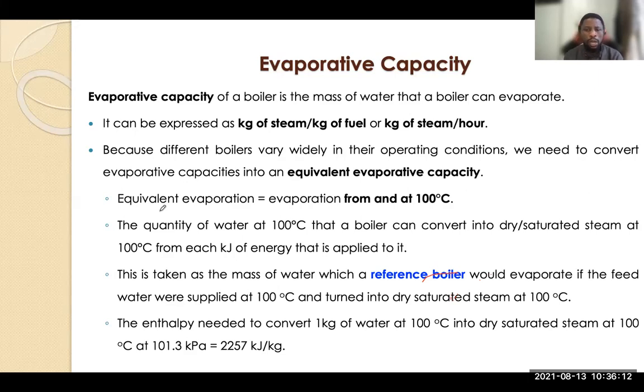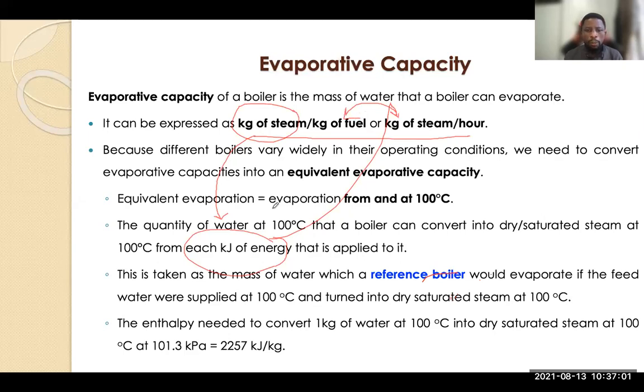Take note of the unit. Even from the unit, you'll be able to pick the definition. The general definition is the quantity of water at 100 degrees centigrade that a boiler can convert into dry or saturated steam at 100 degrees C from each kilojoule of energy, per kilogram of fuel. So from the unit already, you can see the definition.